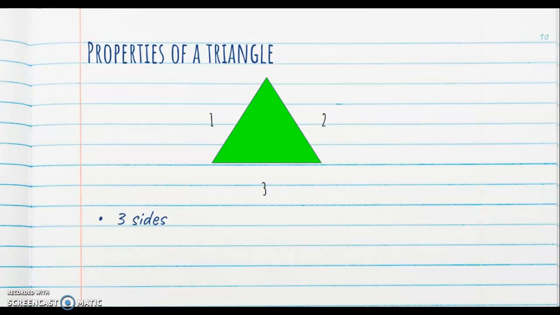Now let's count how many vertices each triangle is going to have. We have 1, 2, 3. So every single triangle is going to have 3 vertices. The vertices, remember, are the corners where the sides meet. Okay, now let's move on to our next shape.